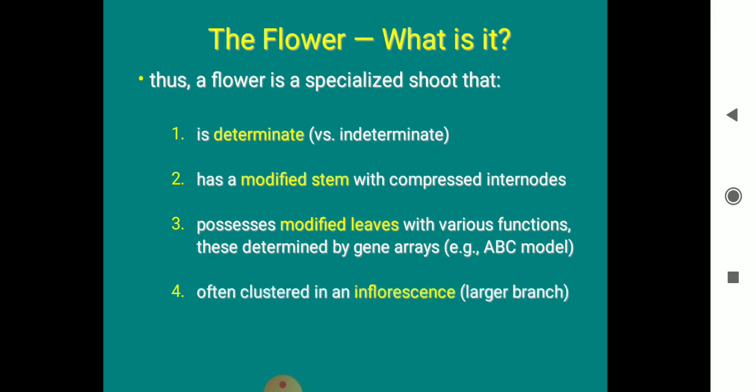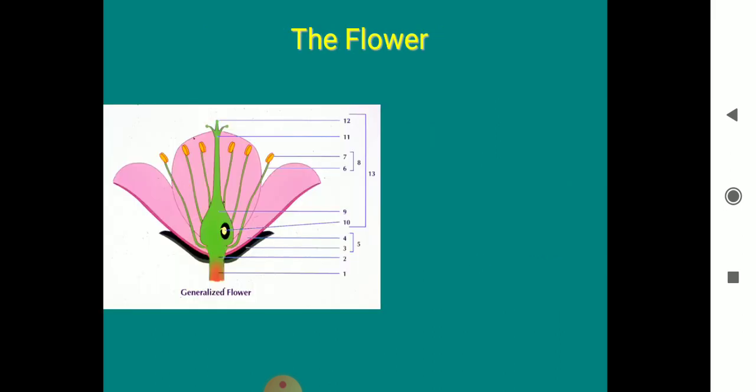So there are different types of flowers: determinate flowers and indeterminate flowers. Indeterminate usually means racemose inflorescence, and determinate means cymose inflorescence. Sometimes the flower is also considered a modified stem, or sometimes a modified leaf, or even larger clusters of the inflorescence are referred to as a flower.